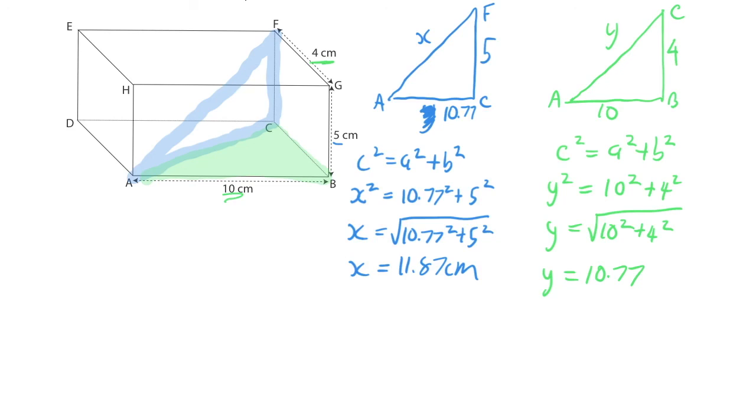So by completing the calculations, I've now found my unknown length of A to F, which is equal to 11.87 centimeters. So that's an example of how we can complete Pythagoras within a 3D shape.